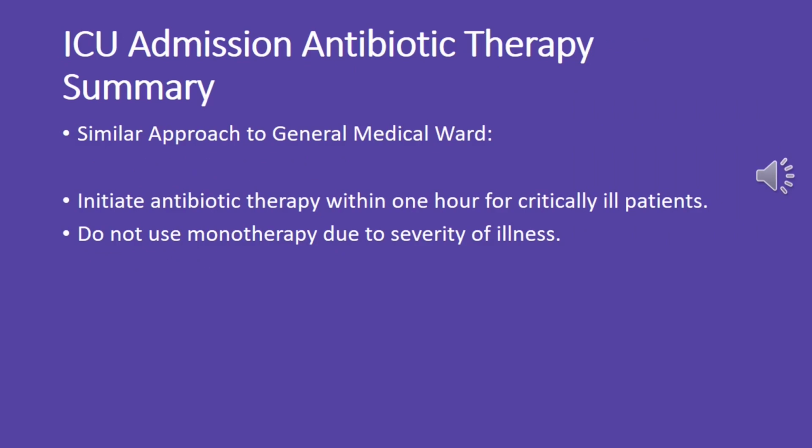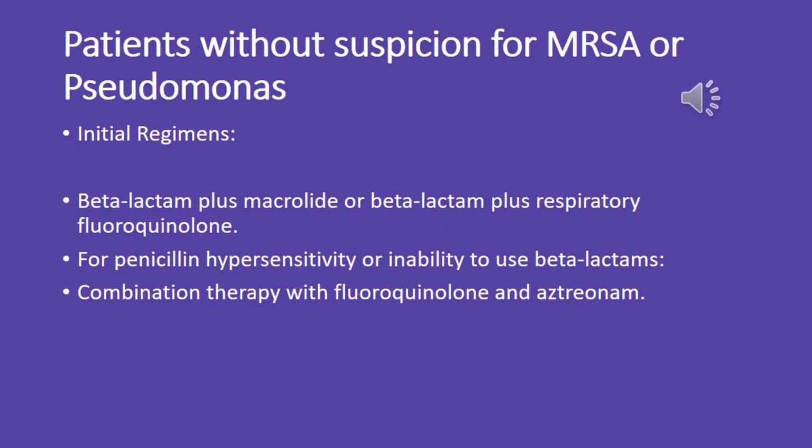ICU admission antibiotic therapy. Similar approach to general medical ward. Initiate antibiotic therapy within 1 hour for critically ill patients. Do not use monotherapy due to severity of illness. Patients without suspicion for MRSA or Pseudomonas, initial regimens: beta-lactam plus macrolide, or beta-lactam plus respiratory fluoroquinolone. For penicillin hypersensitivity or inability to use beta-lactams, combination therapy with fluoroquinolone and aztreonam.